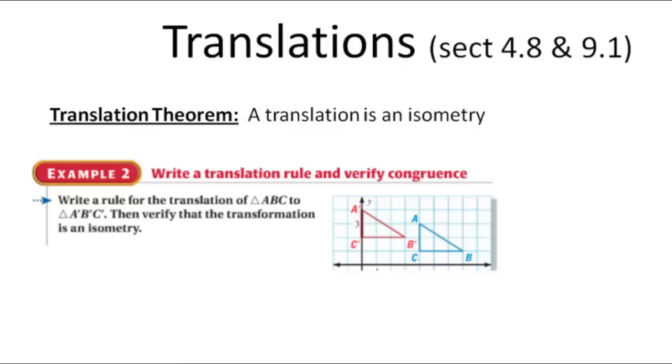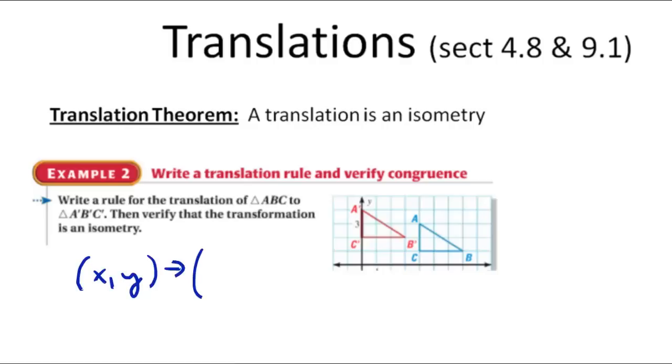It means that my figures hold their congruency. So on this one, what they did is they gave me a triangle and slid it to a different location, and they want me to write the translation rule. So that means my rule is going to be XY goes to.